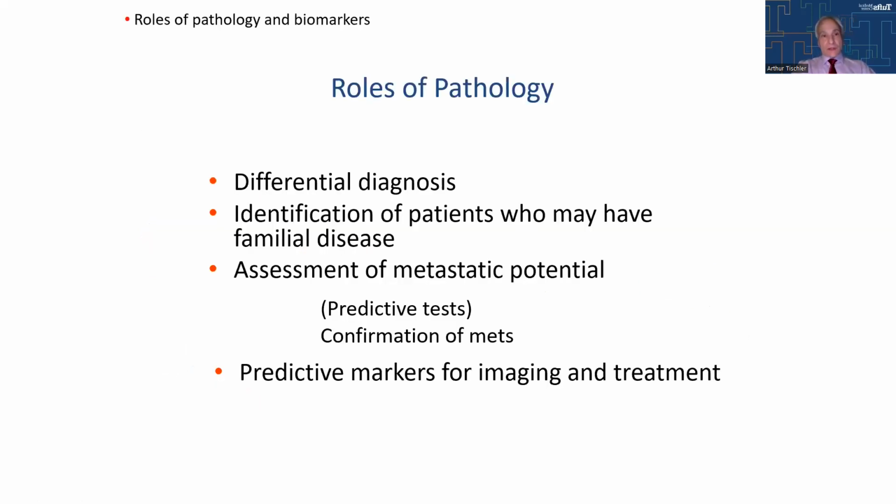The roles of pathology and biomarkers in the field of pheochromocytomas and paragangliomas have also expanded. We have a classic role of differential diagnosis. We now have increasing responsibilities in identifying patients who may have familial disease. We have some possibilities of assessing metastatic potential. At this point, our role may be confined mostly to histologic confirmation of metastases, but there may also be some predictive tests in the wings. And in addition, there are predictive markers for imaging and treatment.